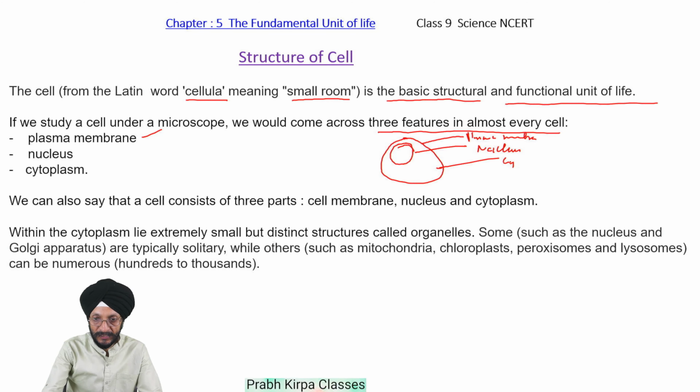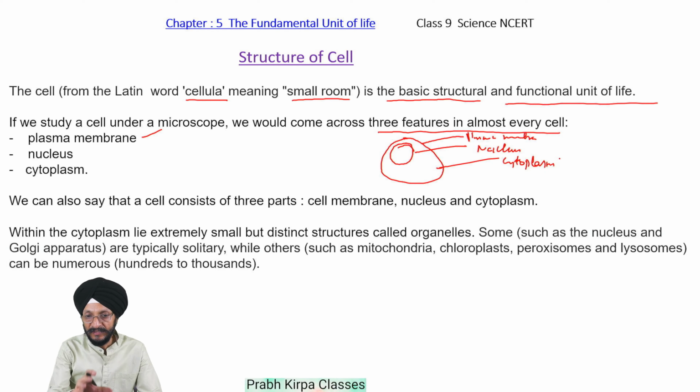This is cytoplasm. This is the liquid or gel which is filled in the whole of the cell, inside the cell. We can also say that the cell constitutes of three parts. Plasma membrane, which is also known as cell membrane, nucleus and cytoplasm. All the organelles which are found inside the cell are found in the cytoplasm, which is a gel-like fluid.